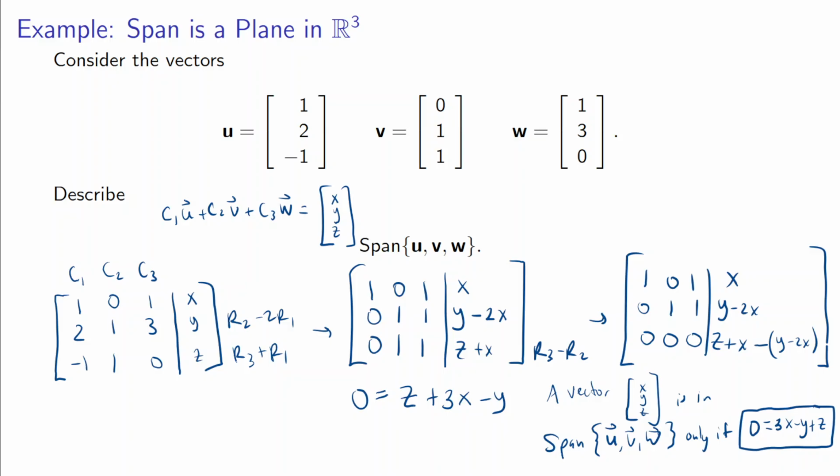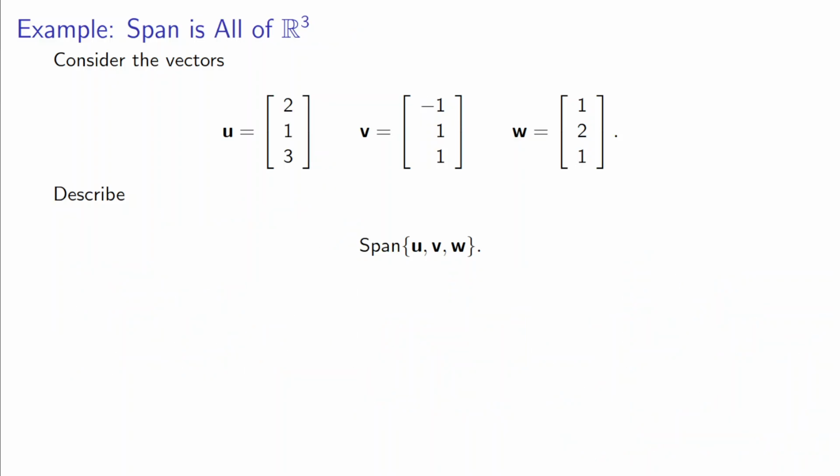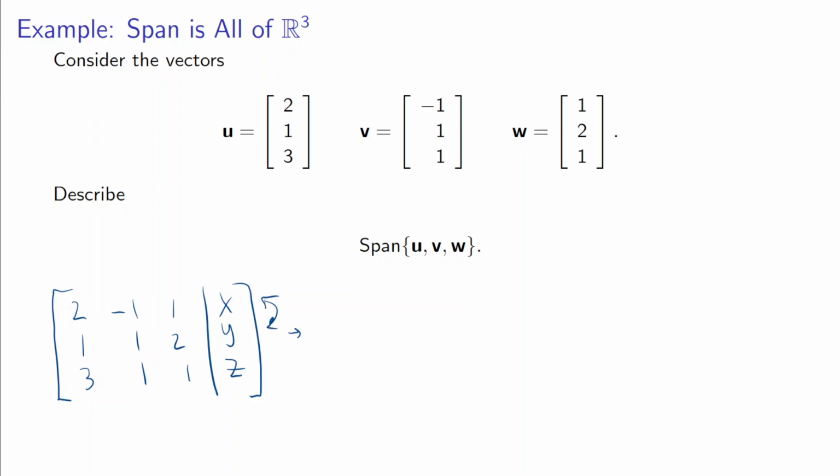Let's do another example. So new vectors here, 2, 1, 3, negative 1, 1, 1, and 1, 2, 1. Let's go ahead and play that same game. We want to describe the span. So I want to row reduce 2, 1, 3, negative 1, 1, 1, 1, 2, 1, and then just sort of a general vector x, y, z, because I want to see if there's some relationship between x, y, and z. And interchange here.